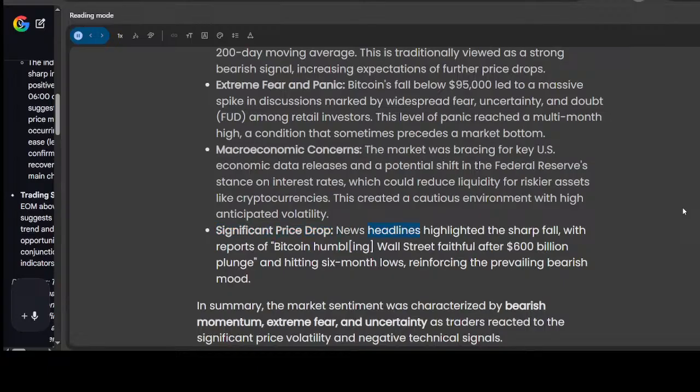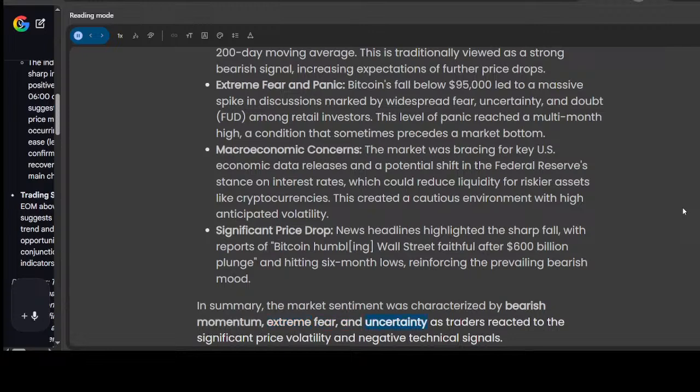News headlines highlighted the sharp fall, with reports of Bitcoin's humbling after a $600 billion plunge and hitting 6-month lows, reinforcing the prevailing bearish mood. So here the syntax is important. If you miss anything, you won't get the results you're looking for. In summary, the market sentiment was characterized by bearish momentum.